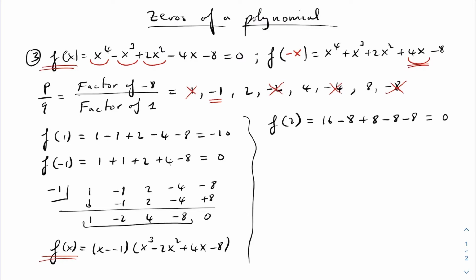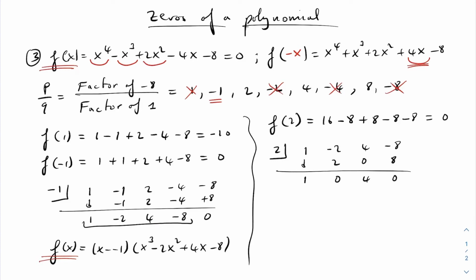So with that, I'm going to go ahead and divide my cubic. So I'm going to have 2 here on the corner. Then I'm going to have the coefficients of my cubic here, 1, -2, 4, and -8. And so with that, I'm going to go ahead and bring down the 1, and then I'm going to do 1 times 2, that's going to give me 2. -2 plus 2 is going to give me 0. 0 times 2 will give me 0. Then 4 plus 0 is going to be 4. And then 4 times 2 will give me 8. And then -8 plus 8 will give me 0, of course.